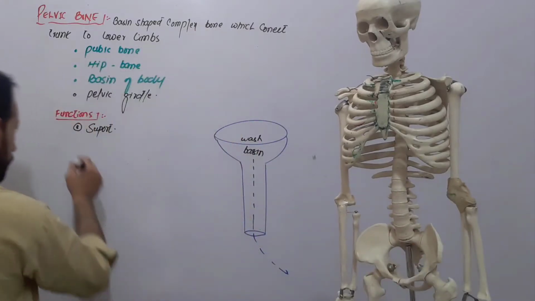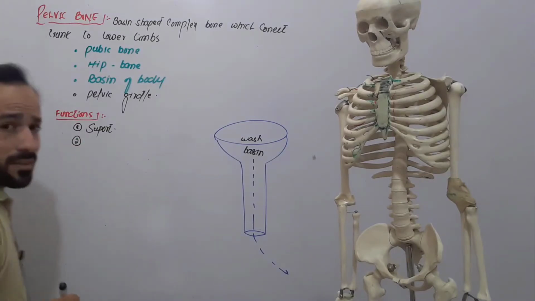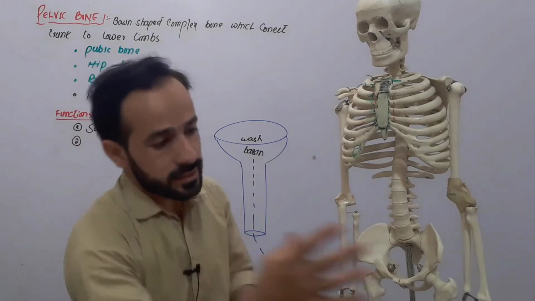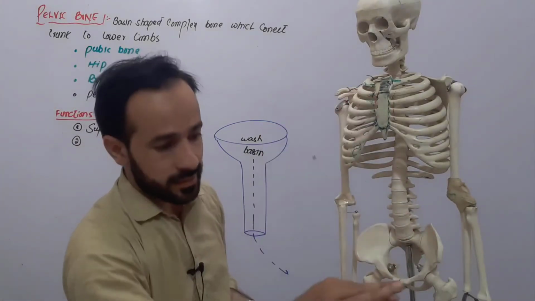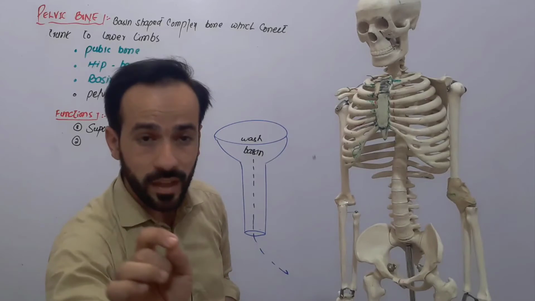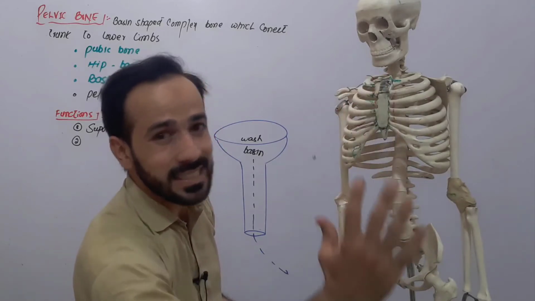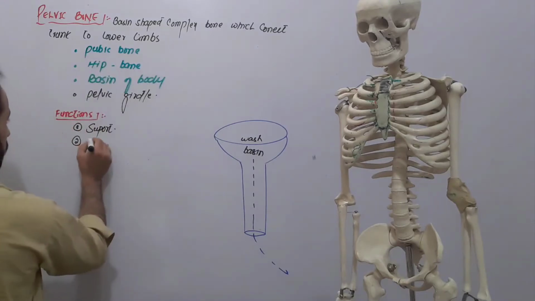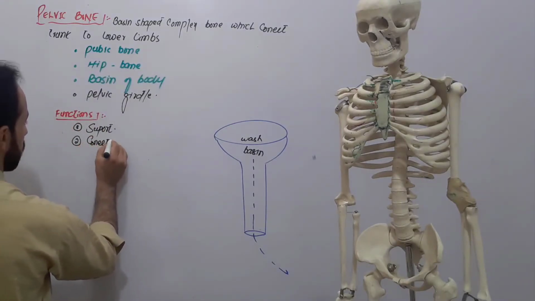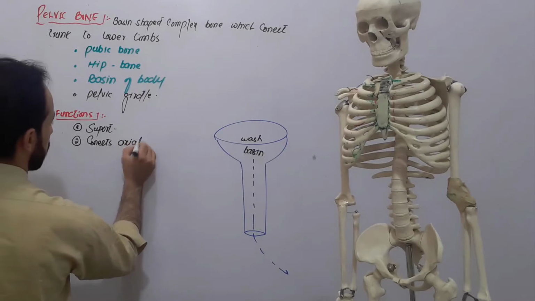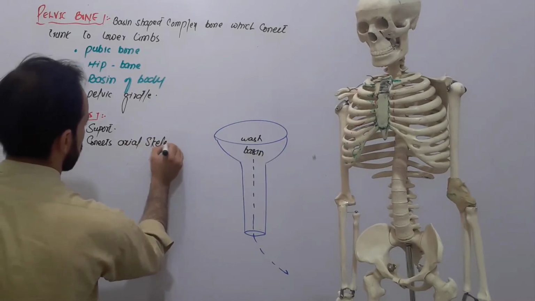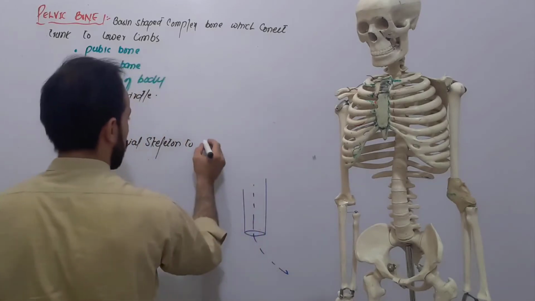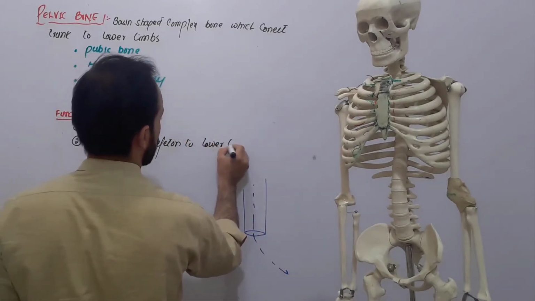Then the next function of the pelvic bone is that it connects your upper skeleton to your lower skeleton. We say that it connects the axial skeleton to the lower limbs.